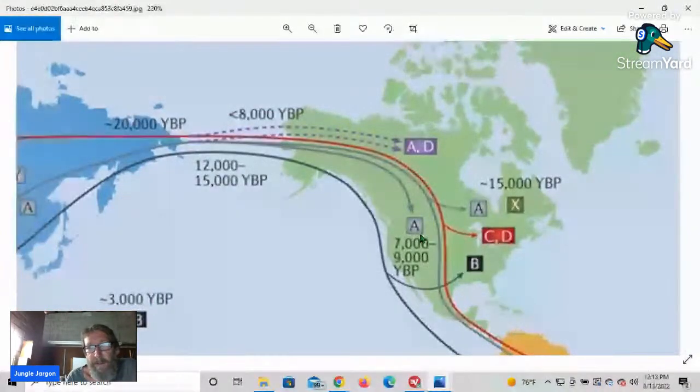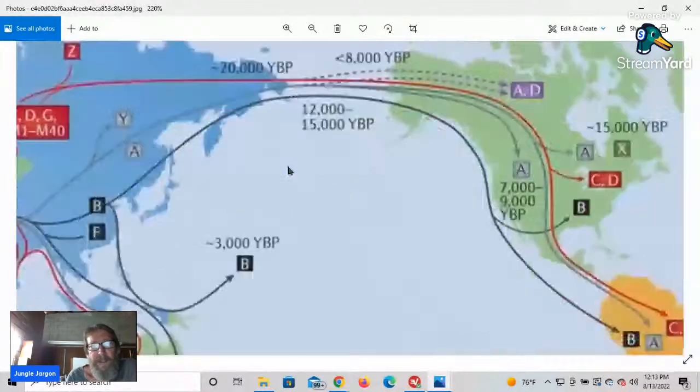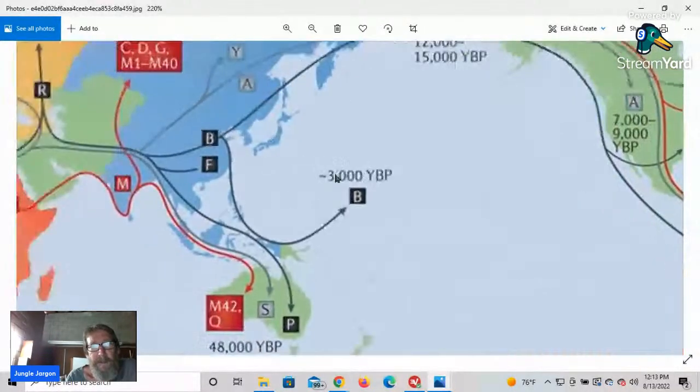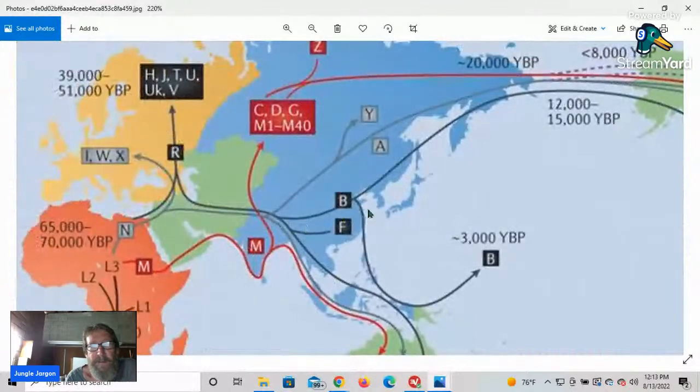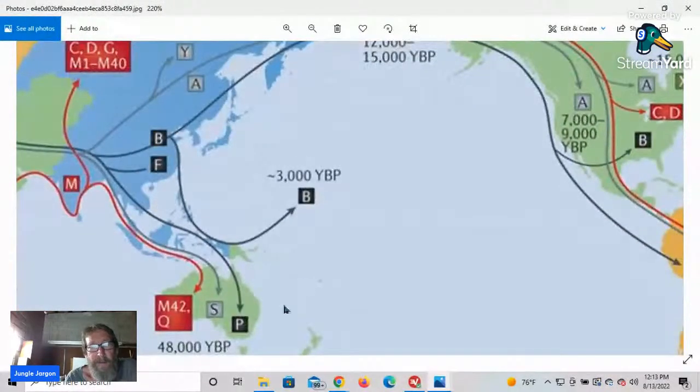The A lineage is here. And the B lineage is not the same lineage. The B lineage is from the R branch. So the B lineage came from the Middle East. Now they probably went down here by boat and then into this area here.